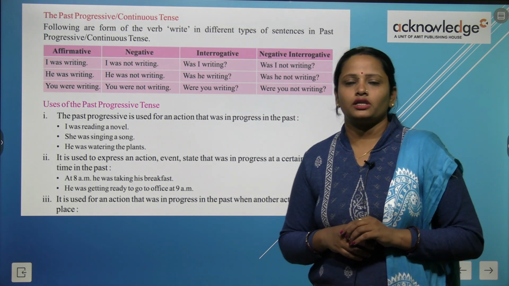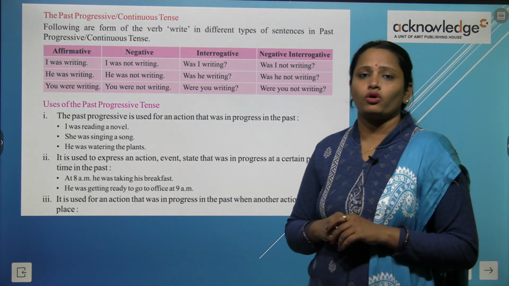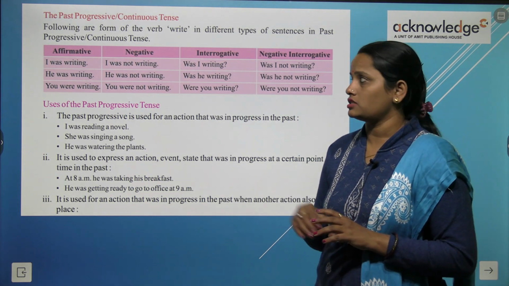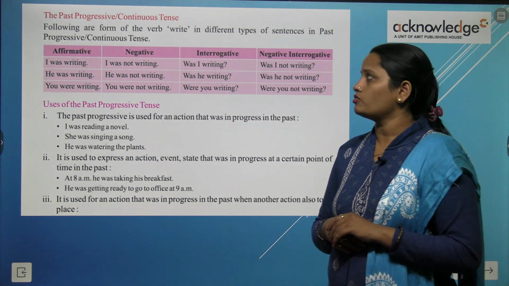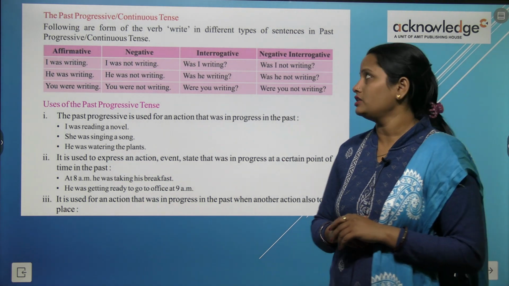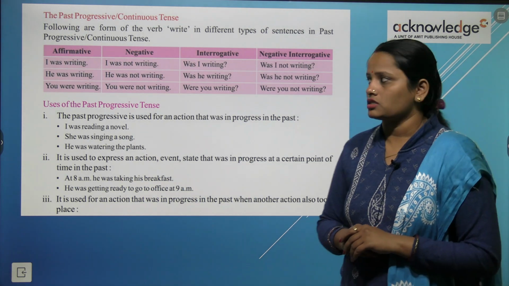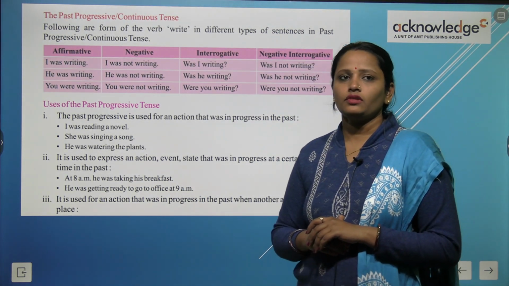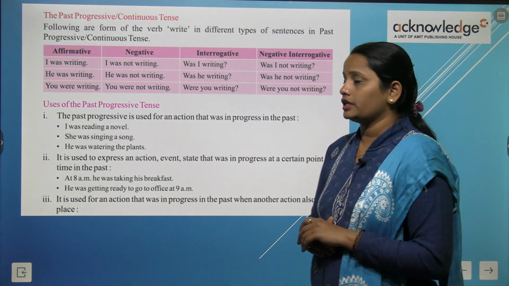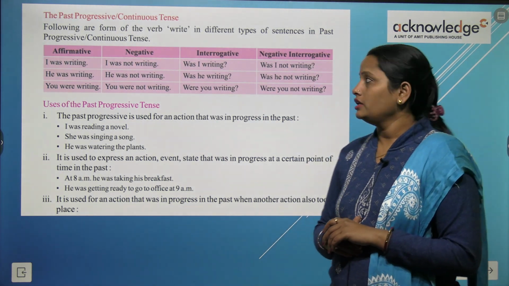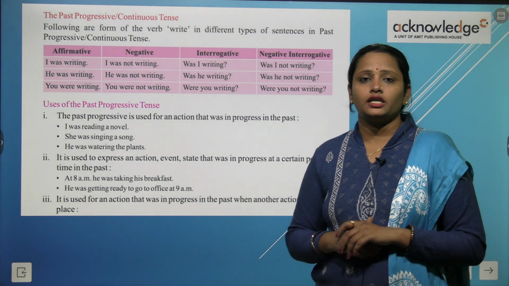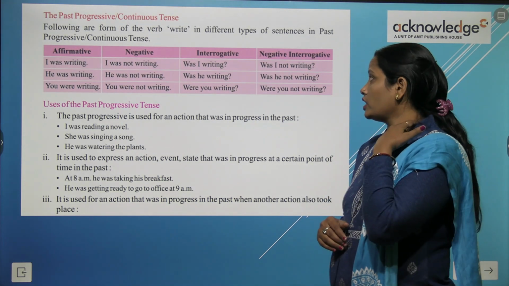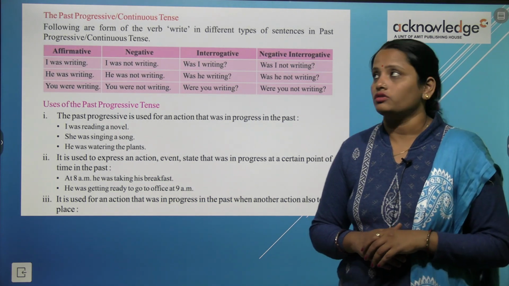Now the next topic that we are going to learn is the past progressive or the continuous tense. So following are the forms of the verb write in different types of sentences. So in affirmative we write I was writing. When we talk about negative, I was not writing. In interrogative, was I writing, and in negative interrogative we have written was I not writing.